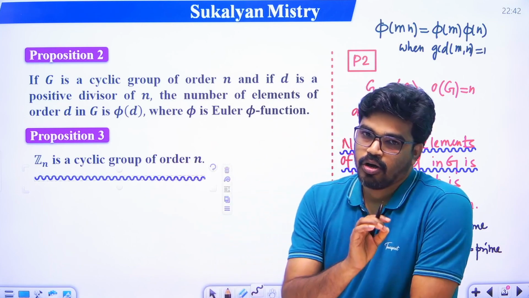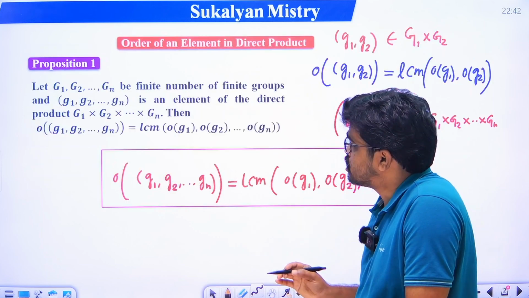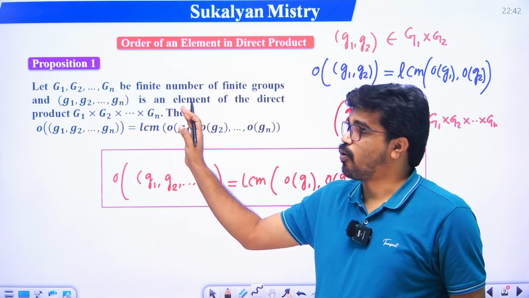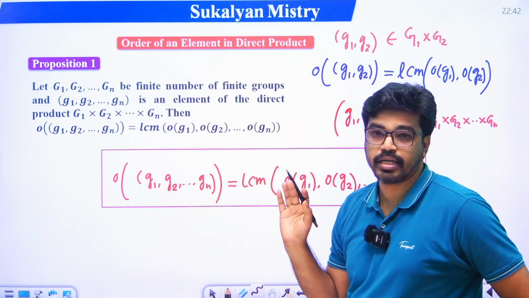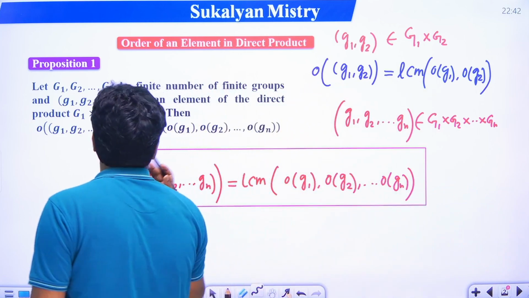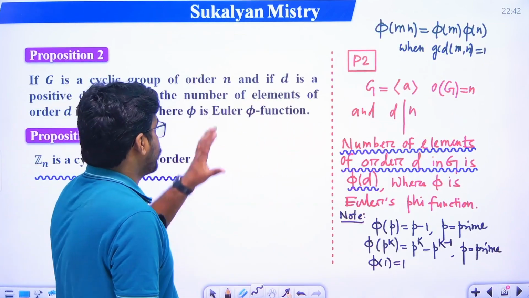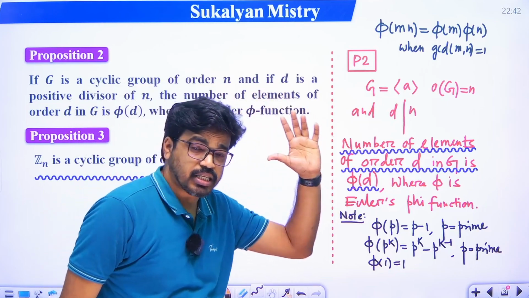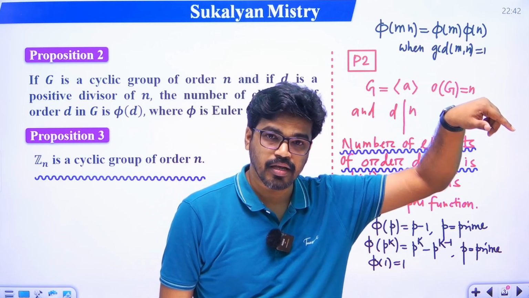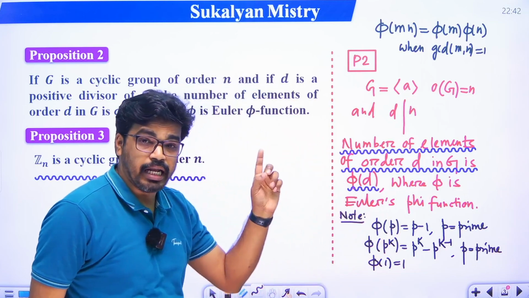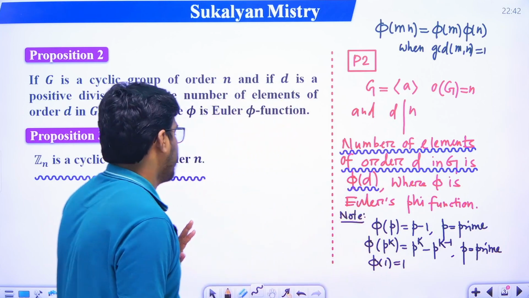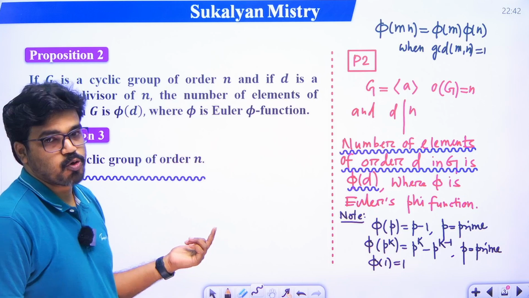Right? So the first proposition is this: the order of G1, G2, Gn would be the LCM of the order of G1, order of G2, order of Gn. So this is the formula for finding the order of an element in a direct product. We use this result. If G is a cyclic group of order n, and if D divides n, then the number of elements of order D will be phi D. And we know that Zn is a cyclic group of order n.